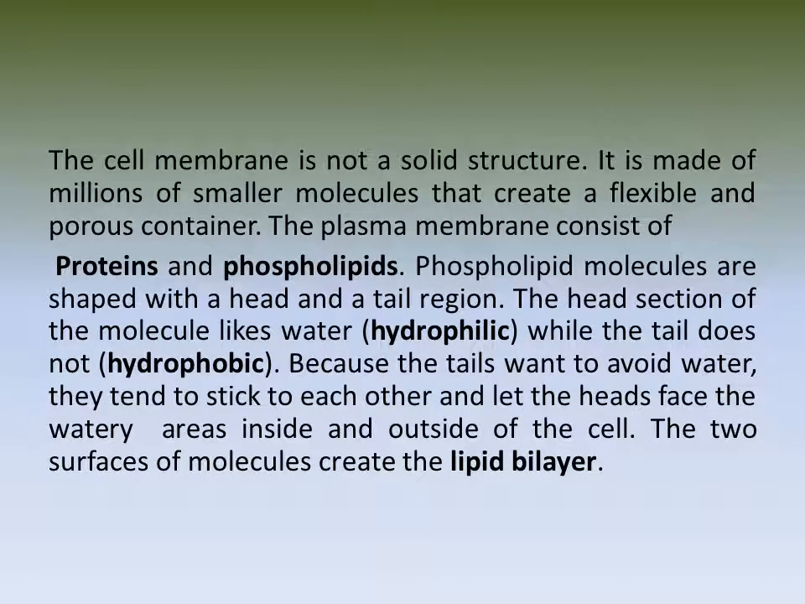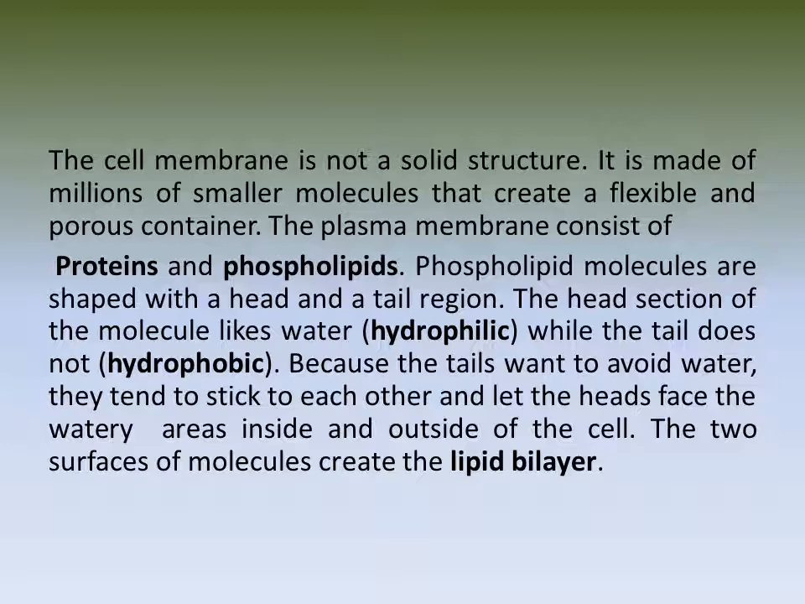The cell membrane is not a solid structure. It is made of millions of smaller molecules that create a flexible and porous container. The plasma membrane consists of proteins and phospholipids.